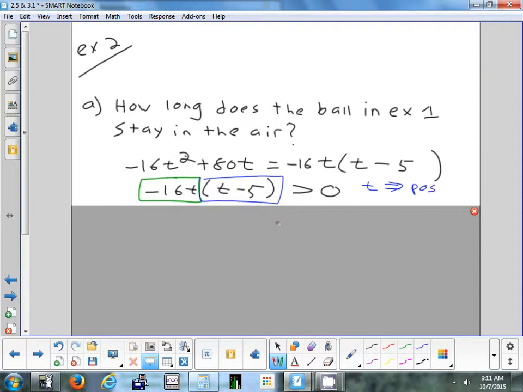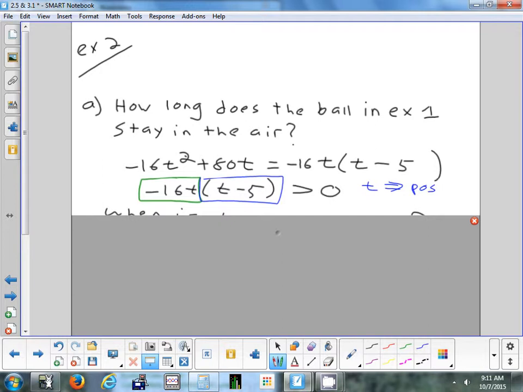What's going to happen to this box in green if I plug in a positive number for t? This green box is always going to come out negative. If time is 2, 2 times negative 16 is negative 32. If time is 3, 3 times negative 16 is negative 48. This green box always comes out negative. Nothing you can do about that.